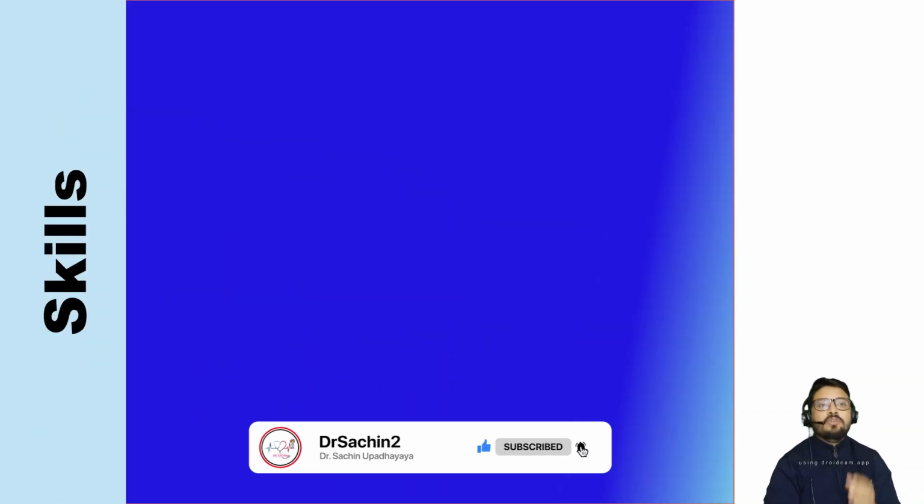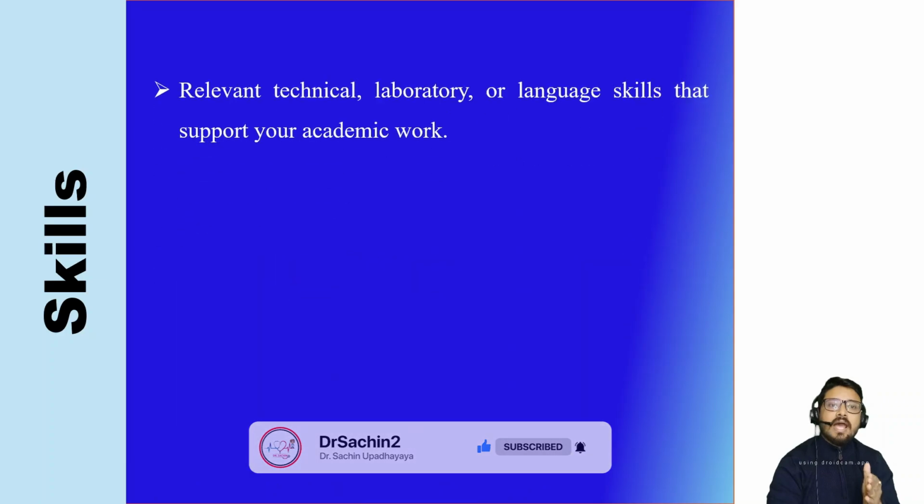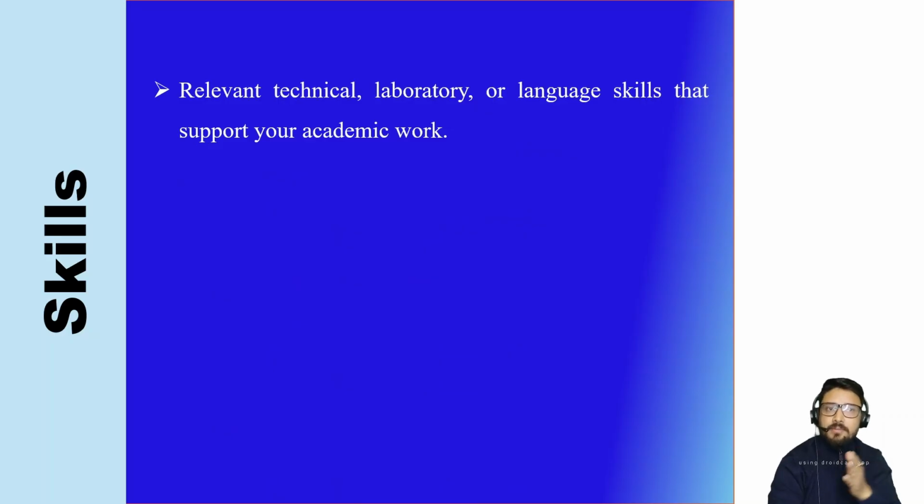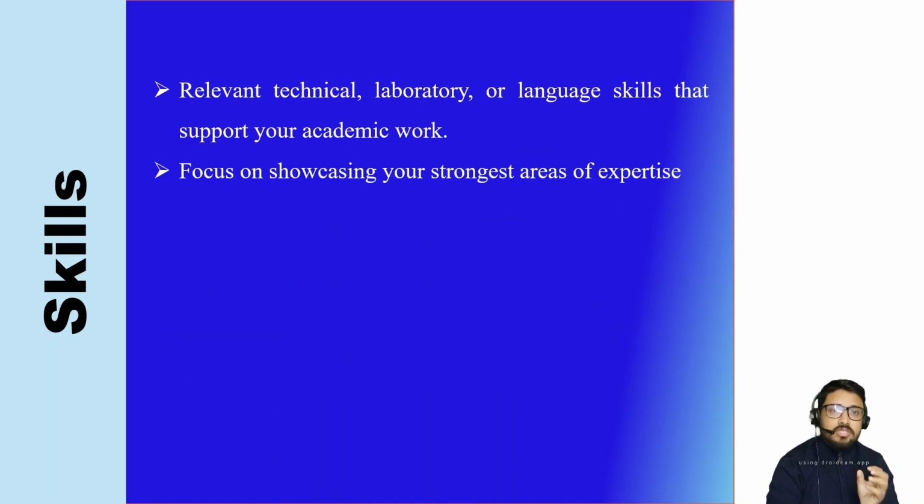That's skills. When you write a CV, it's important to highlight relevant technical, laboratory, or language skills that directly support your academic work. Focus on showing your strength or strongest area of expertise by placing them at the top.